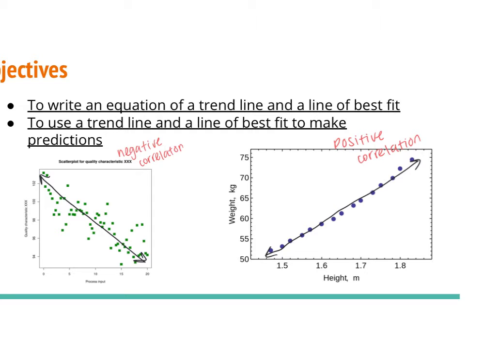Okay, as x increases in the blue one, so does y. And as x increases in the green one, y goes down. Okay? And we're going to go over, one of these is a strong correlation and one of them is a weak correlation. And we'll go over that later as well. Okay?